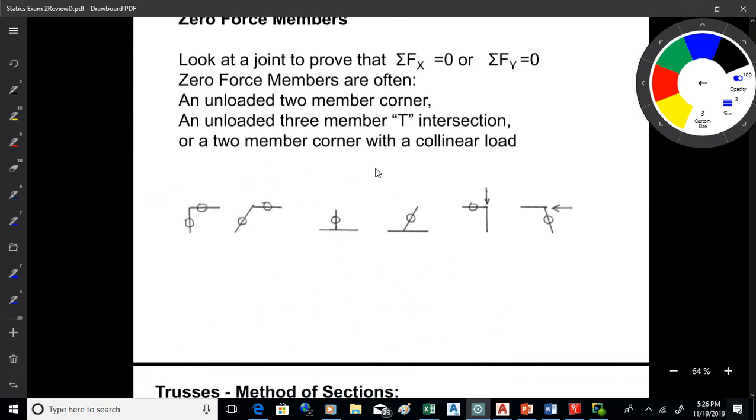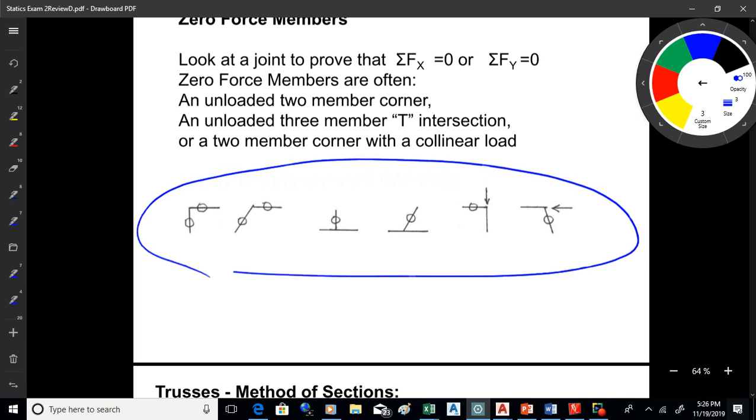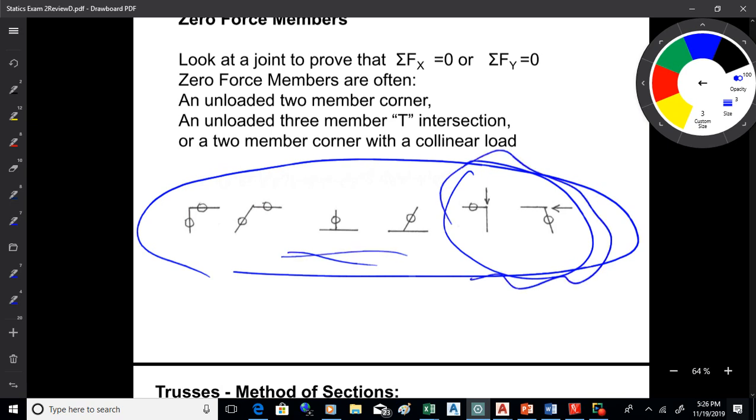Zero force members, these are the common locations where they occur. Unloaded corners with 2 members, unloaded T's with 3 members, and then this special case here where you've got a collinear force and a third member that would be the 0. These are almost special cases of T's really, where instead of a member here you have an applied force. Is another way to think of those.